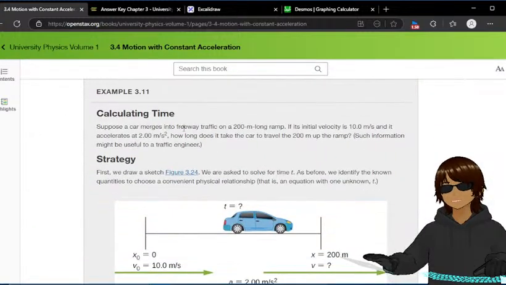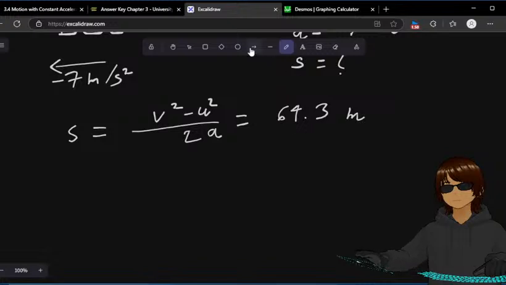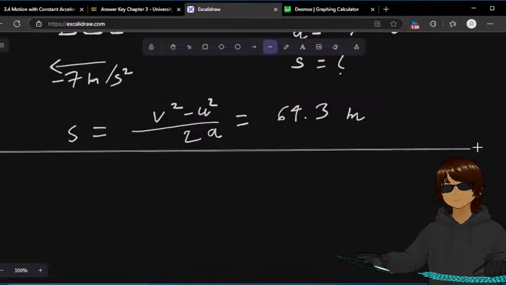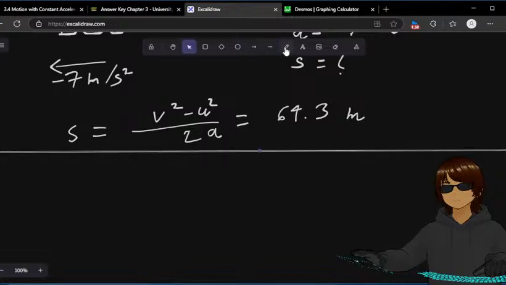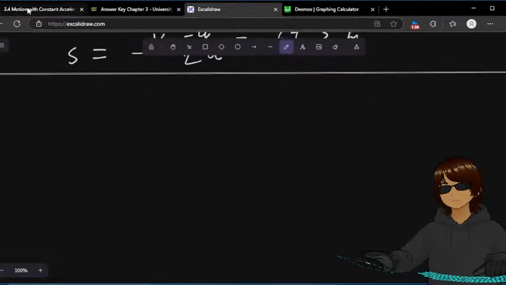Suppose a car merges into freeway traffic on a 200-meter long ramp. If its initial velocity is 10 meters per second and it accelerates at 2 meters per second squared, how long does it take the car to travel 200 meters up the ramp? 3.11.